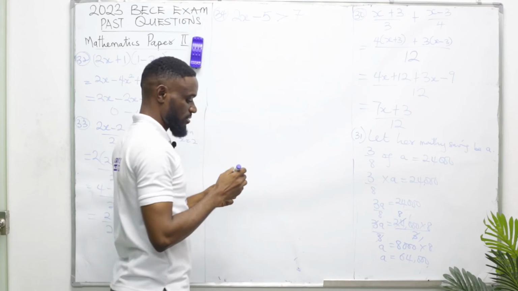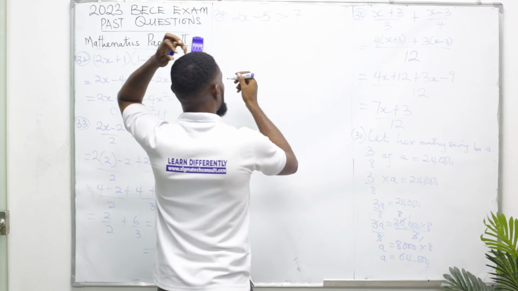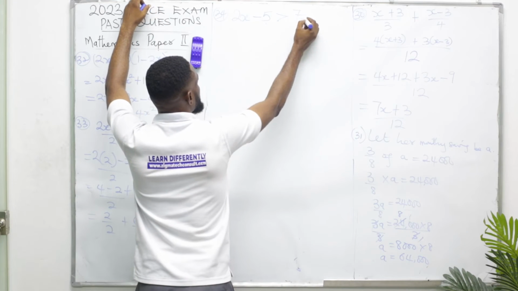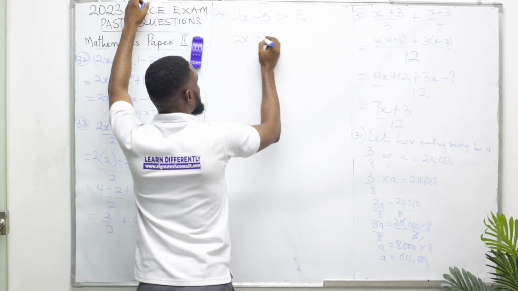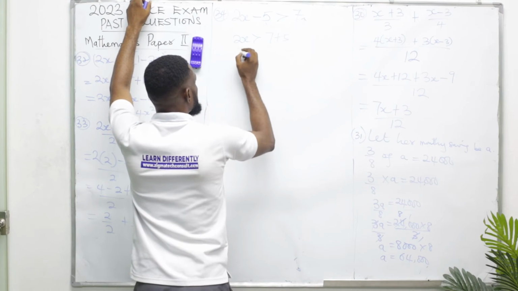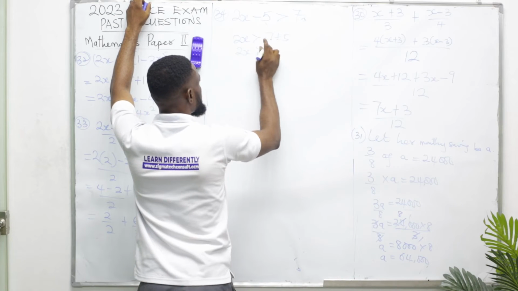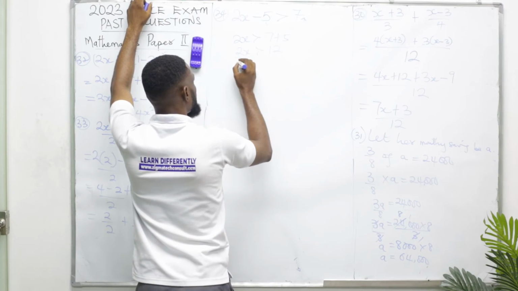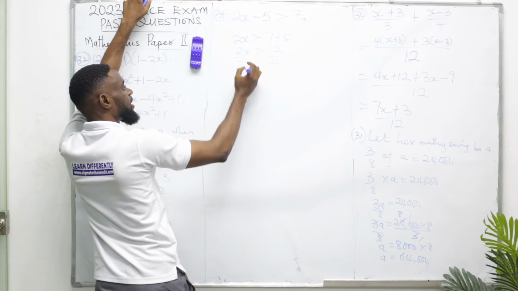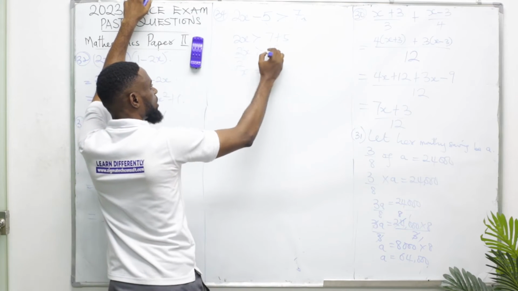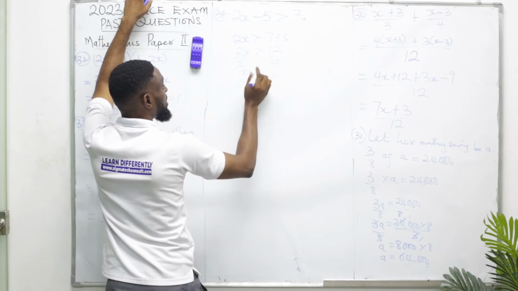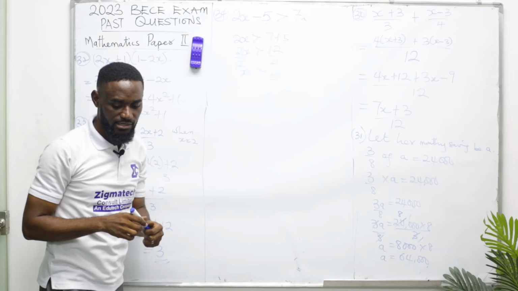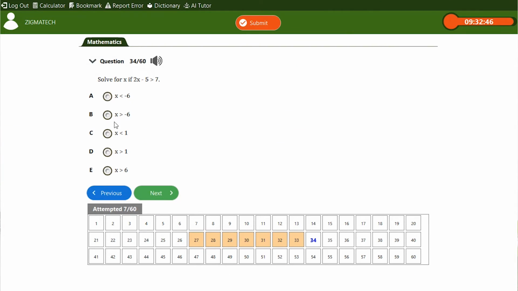This is inequalities, right? So we take like terms now. So this is 2x greater than 7 plus 5. 2x is greater than 12. So divide both sides by 2, so x is greater than 6, right? And that is option E, the correct option. All right, so let's go to the next one.